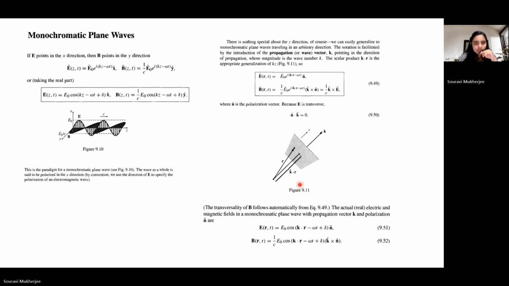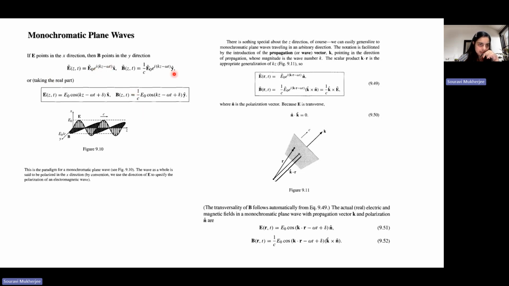Now, for a general case, you can define a monochromatic plane wave by these general expressions. Suppose you have a wave propagating in the z direction, then this is how your electric field and magnetic field can look. This is how they're related to each other.